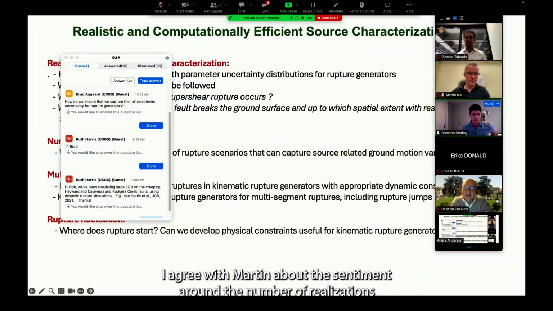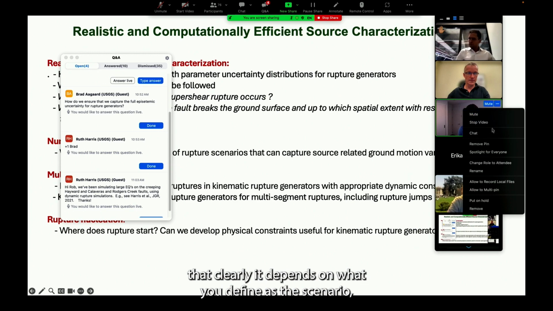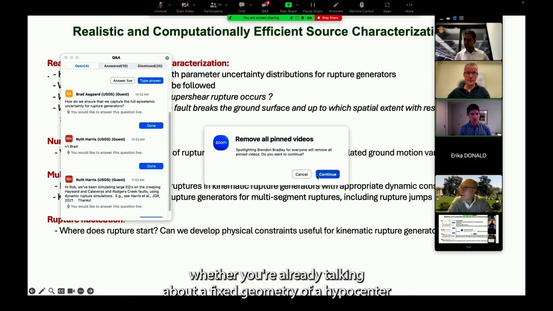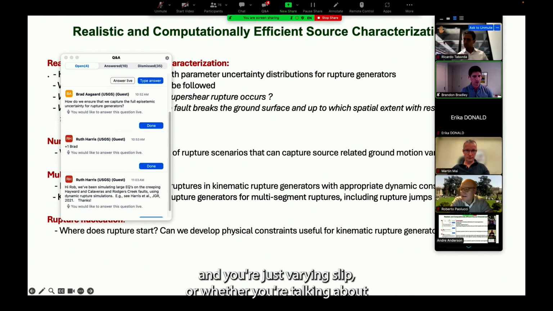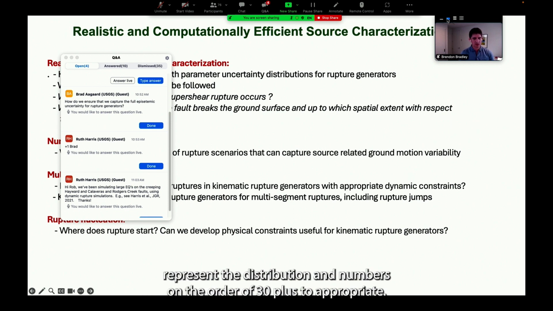I agree with Martin about the sentiment around the number of realizations. Clearly it depends on what you define as the scenario, whether you're already talking about a fixed geometry, a fixed hypocenter, and you're just varying the slip, or whether you're talking about randomizing those parameters. From a statistical perspective, I think we can just think of it as how many samples you need to adequately represent the distribution, and numbers on the order of 30 plus seem appropriate.